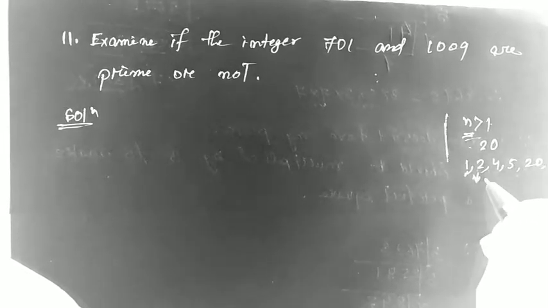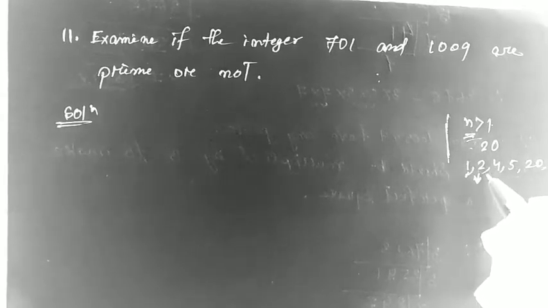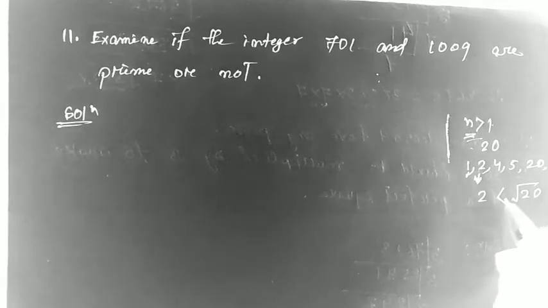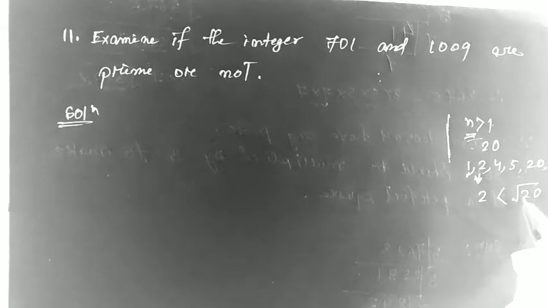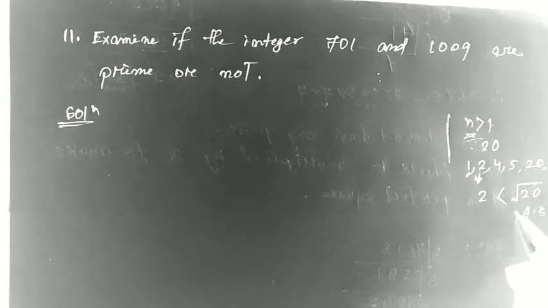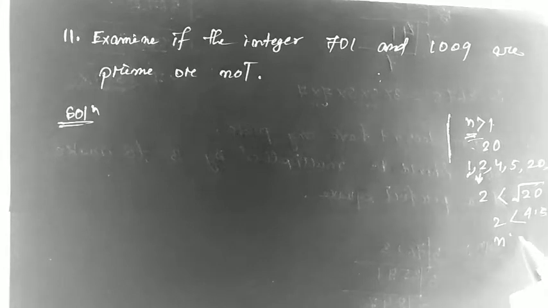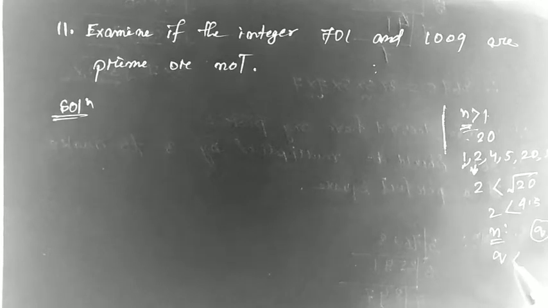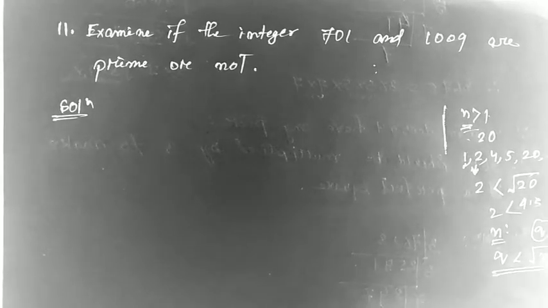So it means in this case 2 will be less than the square root of 20. Yes, it is obvious, because root over 20 means what? 4 point something, which is greater than 2. So if n is a composite number, n will have some factors. Among those factors, if q is the smallest factor, then q will be less than the square root of n. This is theorem 12.